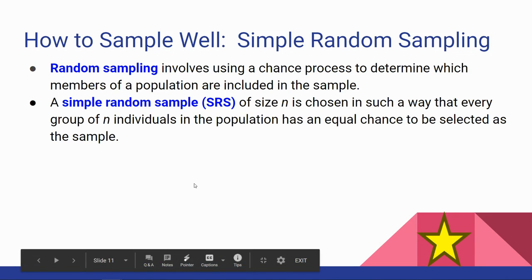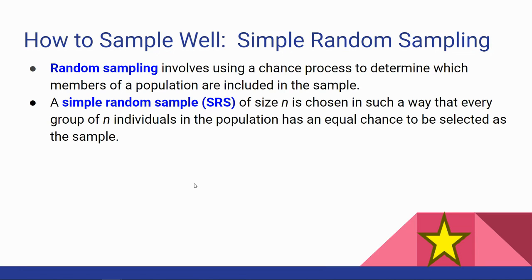So in everyday life, some people use the word random to mean haphazard, as in that's so random. In statistics, random means due to chance. Don't say that a sample was chosen at random if a chance process wasn't used to select the individuals. That's very important.